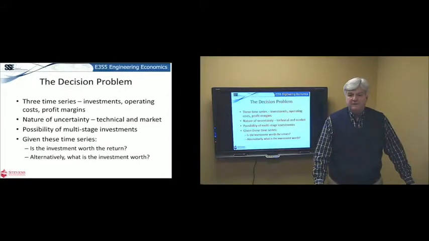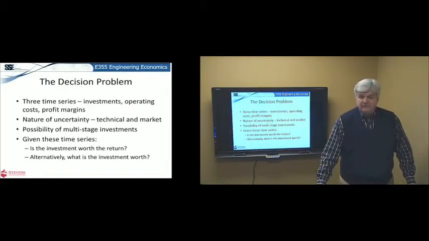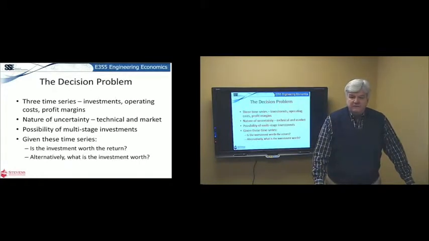There's a lot of uncertainty associated with these three time series. One is market uncertainty. How big will the market be for what we're selling? Will we continue to enjoy the market position we have? Can we achieve a higher or greater market share? There's technical uncertainties. If we're doing new things, will they succeed? If we're doing improvements, will we actually get the returns we expect?